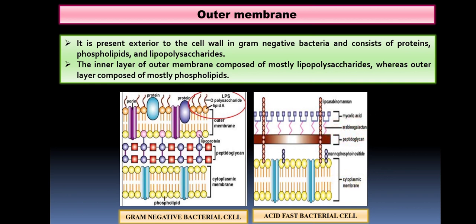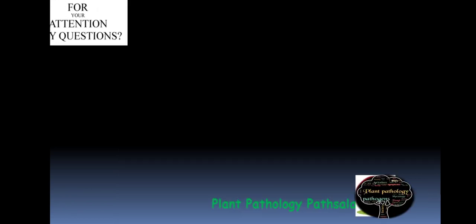So in this video we have discussed the cell membrane, the cell wall, the outer membrane and the periplasm of the bacterial cell. In the next video we will discuss the surface appendages present in the bacterial cell, that is flagella, fimbriae and pili. So this is the end of today's video.